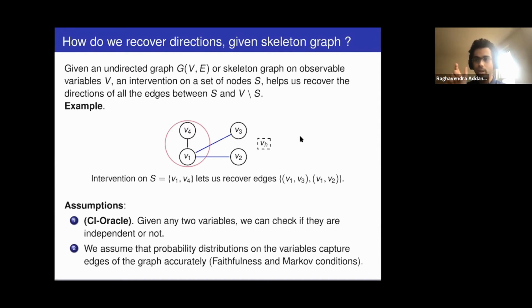If we know from the graph that these two are independent, we want the distribution which we see in the real world to also have that independence. Suppose V1 and V2 are independent in G, then we want V1 and V2 to be independent in the distribution as well. This is faithfulness, and the other direction is, given the distribution, our graph also reflects it. That is Markov.